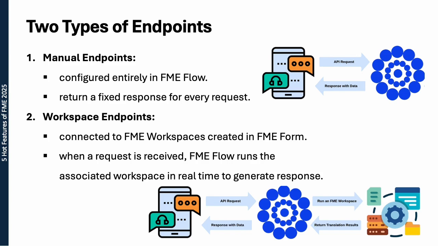And the other type is workspace endpoints. They respond with dynamic content based on users' requests. Therefore, when the request is sent to FME Flow, it runs a workspace to retrieve the required data from single or multiple resources and translate them to provide the correct response.